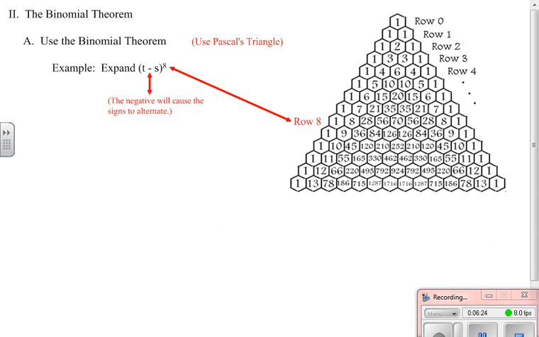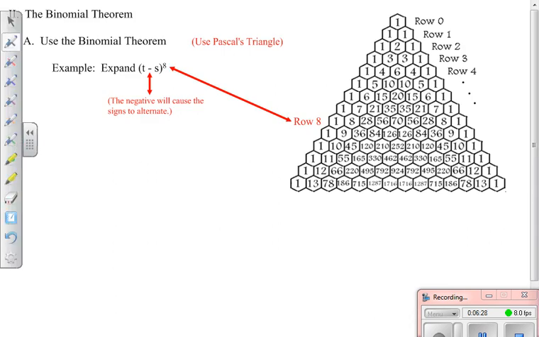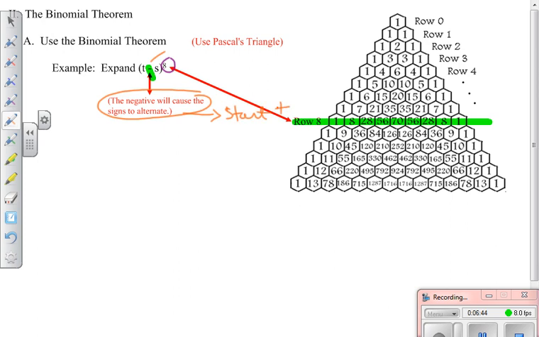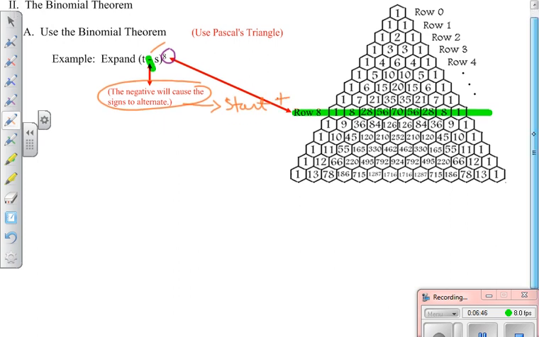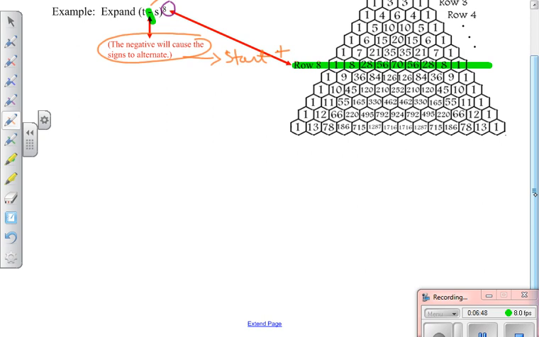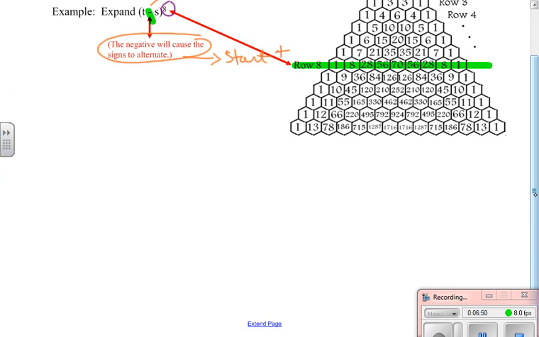So let's look at another example. So here I'm talking about t to the 8th. So I'm looking at the 8th row. I happen to have a negative, so I'm going to alternate starting with positive. And I'll show you that in a minute. So here we go. We're going to write those coefficients, giving ourselves space between.